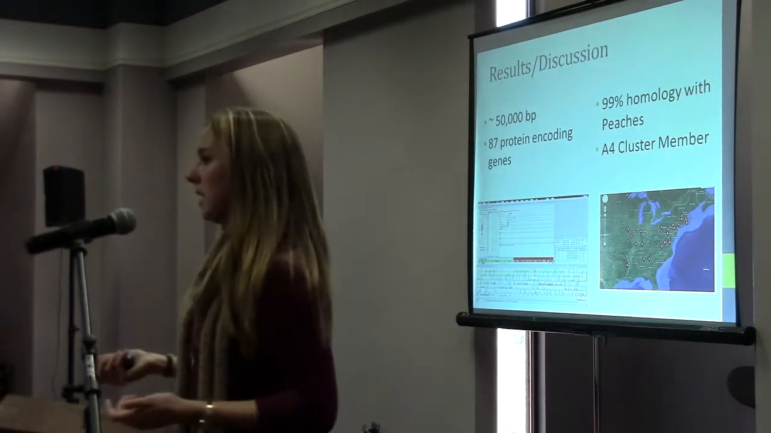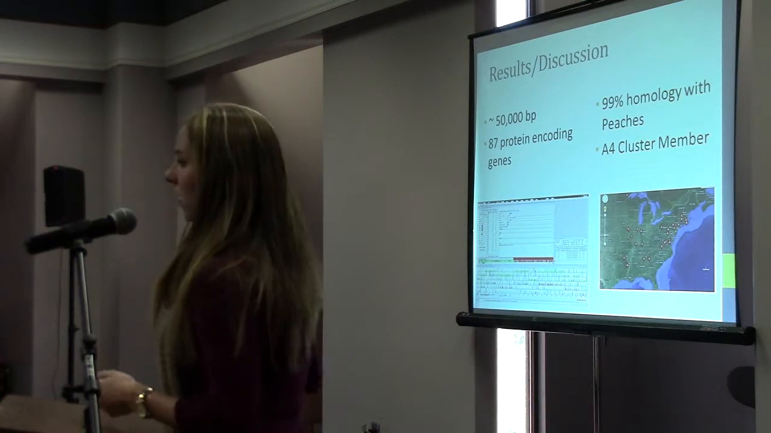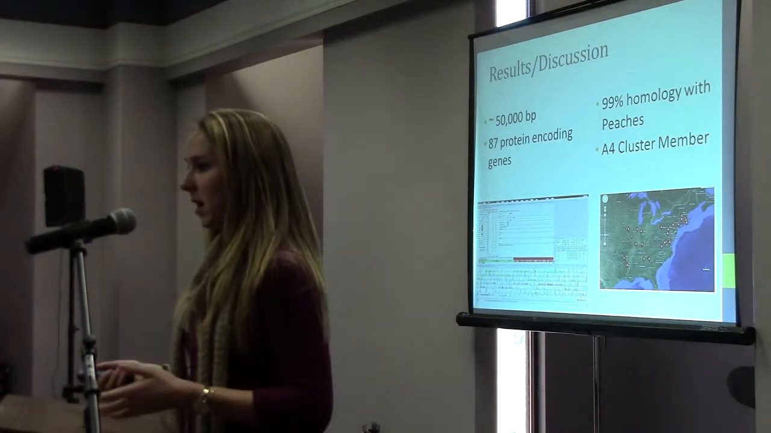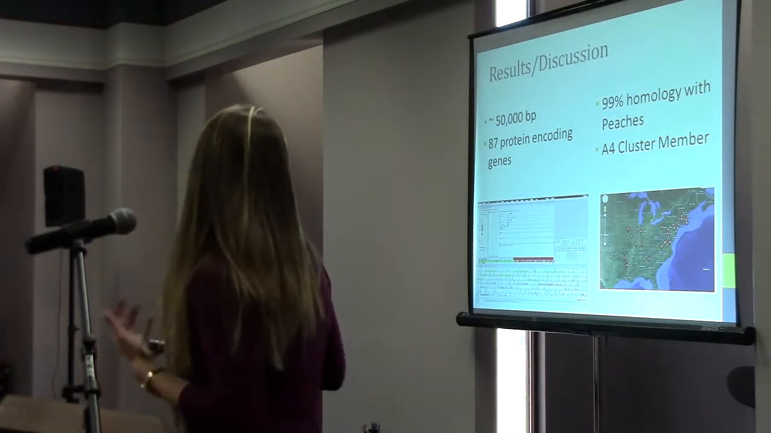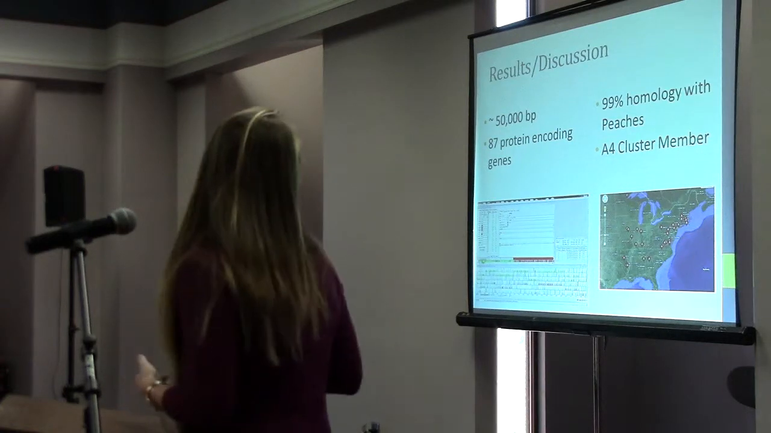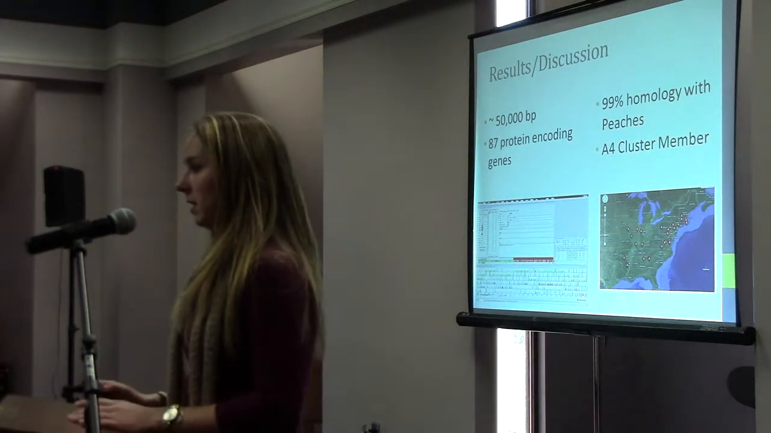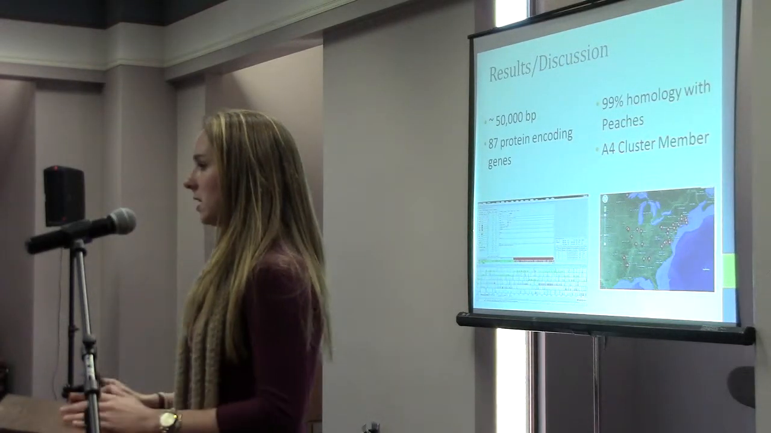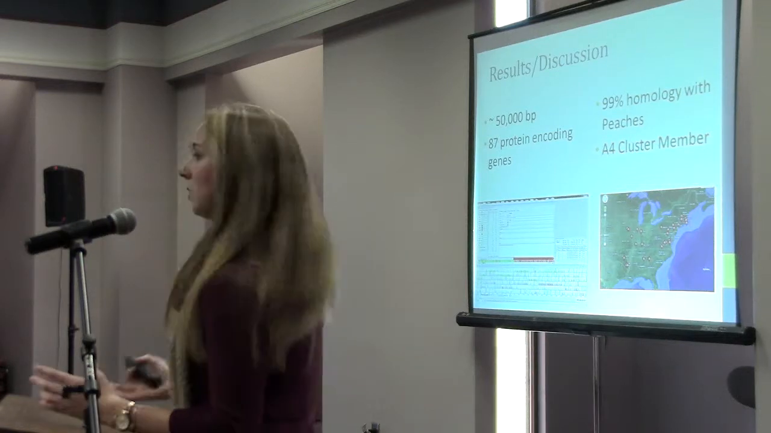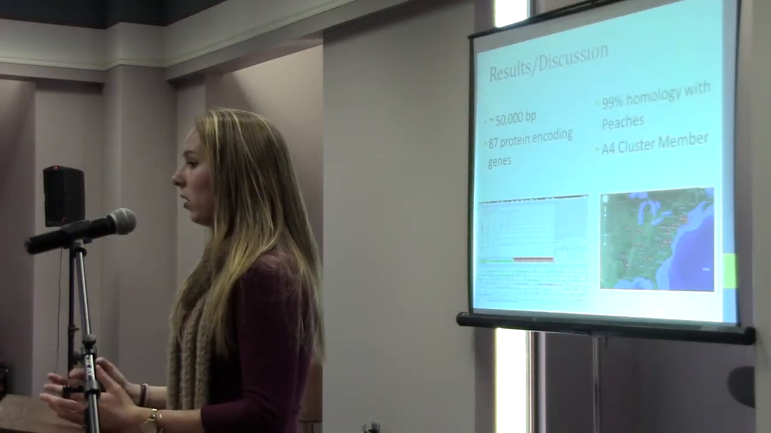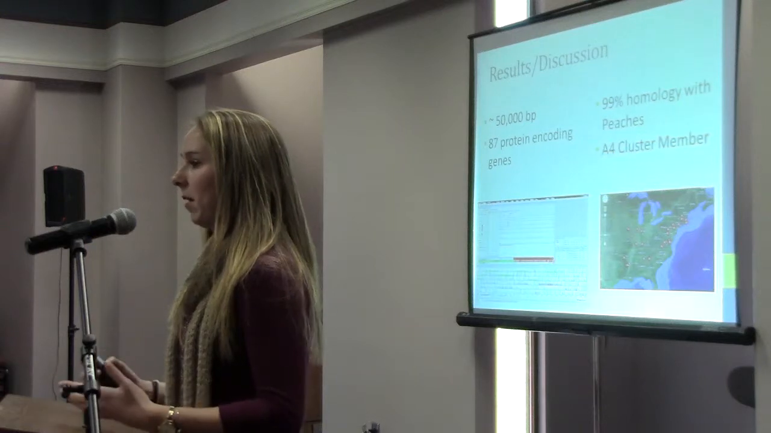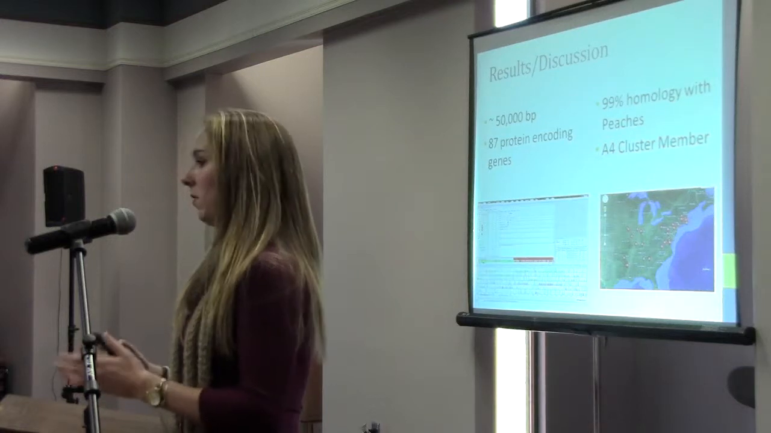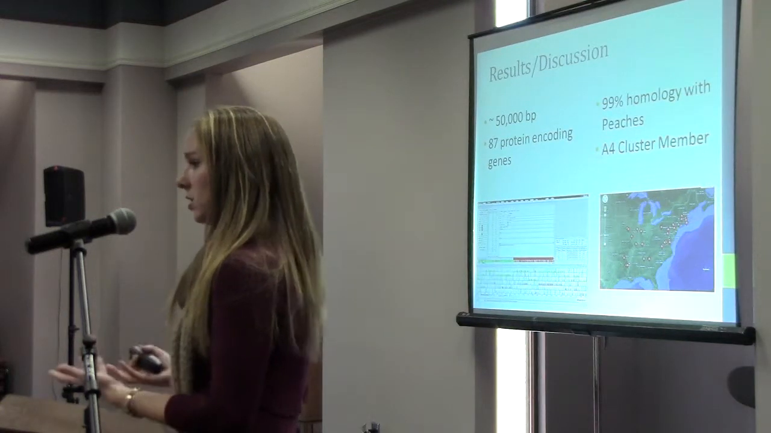All right, and after annotating the genome, this is a screenshot of the annotated genome. We discovered that it has around 50,000 base pairs in its genome. It also contains about 87 protein-encoding genes. One thing that was really interesting about this mycobacteriophage Eros is that when we put it into the system that compares all these different mycobacteriophages, it came up with a 99% homology with Peaches. Homology means basically what they have in common. So 99% of its genome is in common with this other mycobacteriophage, Peaches, which is interesting.